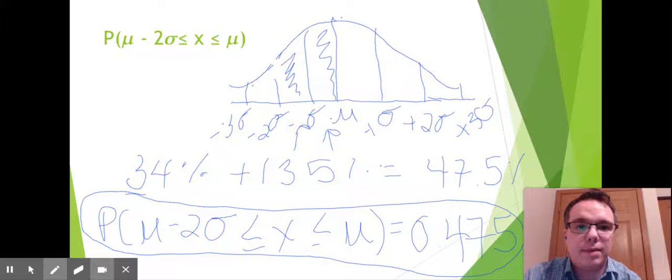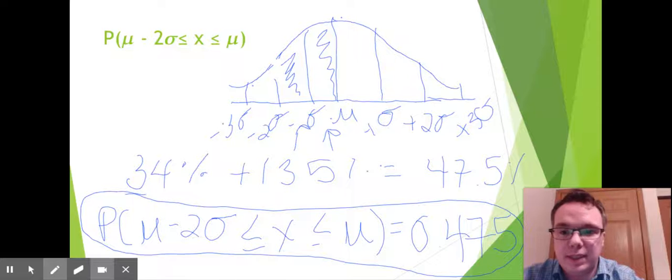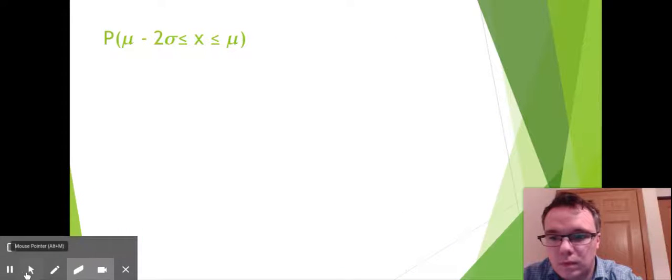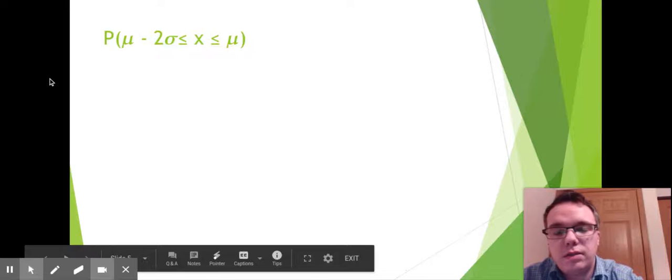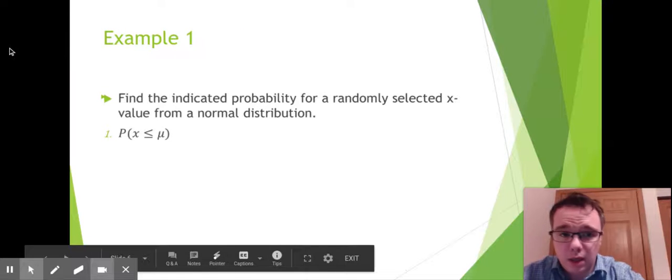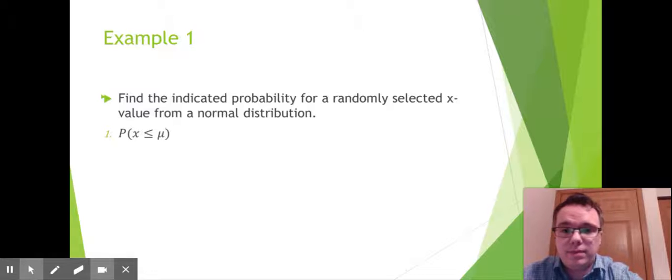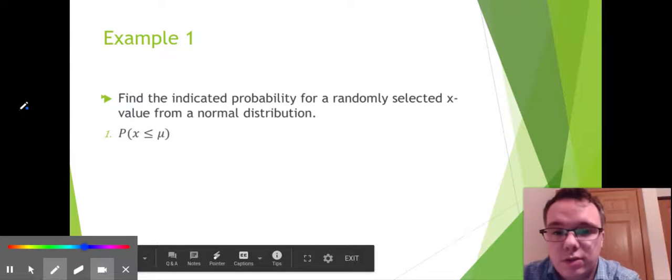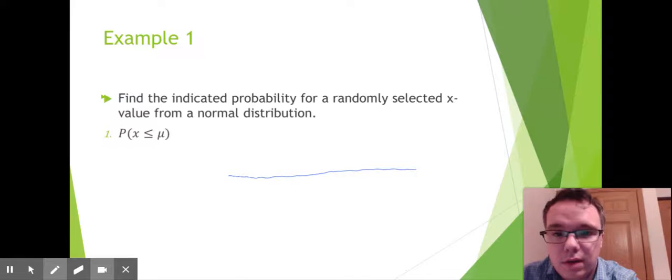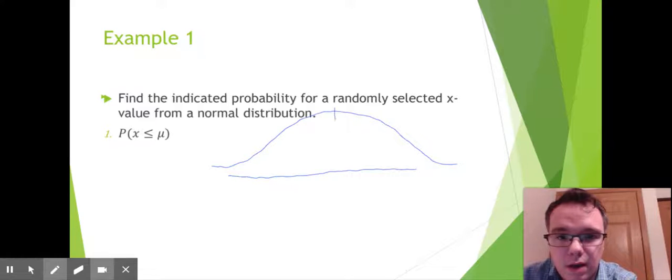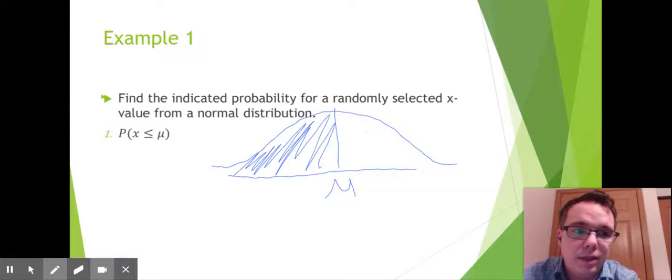So all we're doing is adding up the sections that we know we have, and once we add them all up, we will have our probability. So I have 2 more examples for us to do together, and then I'll have you try it on your own. So the first one we're going to find is the probability that our data point is less than or equal to the mean. So again, the first thing we're going to do is draw that normal curve.